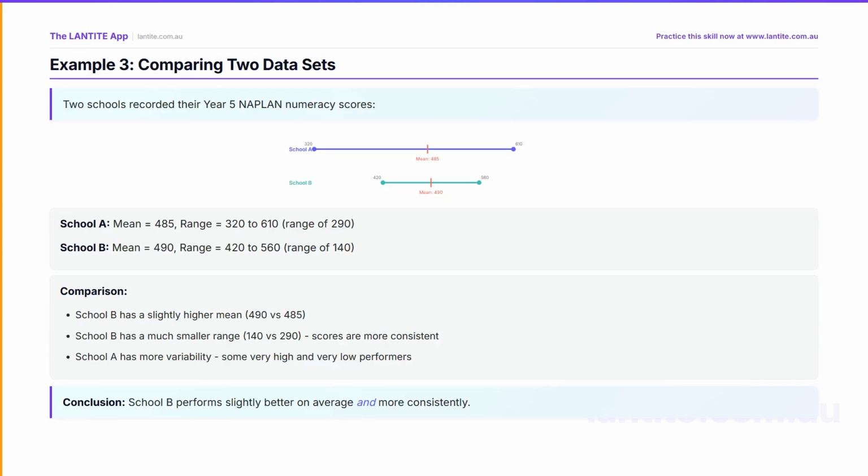When comparing data sets, look at both the center and the spread. School A has a mean of 485 and a range of 290. School B has a mean of 490 and a range of only 140. School B is slightly better on average and much more consistent. On the LANTITE, comparing data sets usually means discussing both the average and the spread. You need both to make a fair comparison.